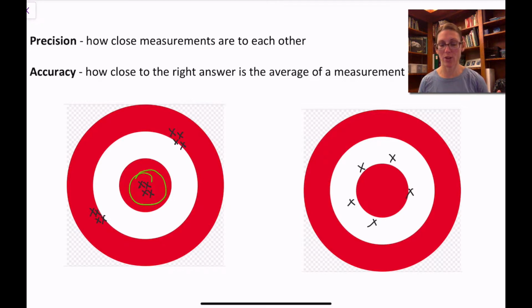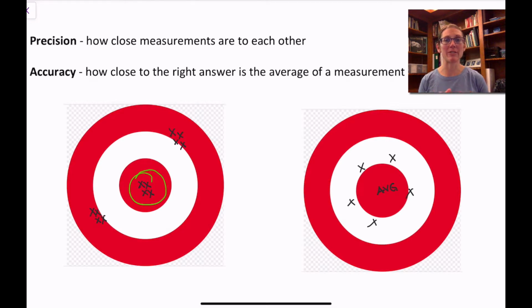if I happen to throw 5 darts, or take 5 measurements, and while none of them is right on the bullseye, on average, the point where they would come together is right where it should be. That would be an accurate measurement, although not precise.